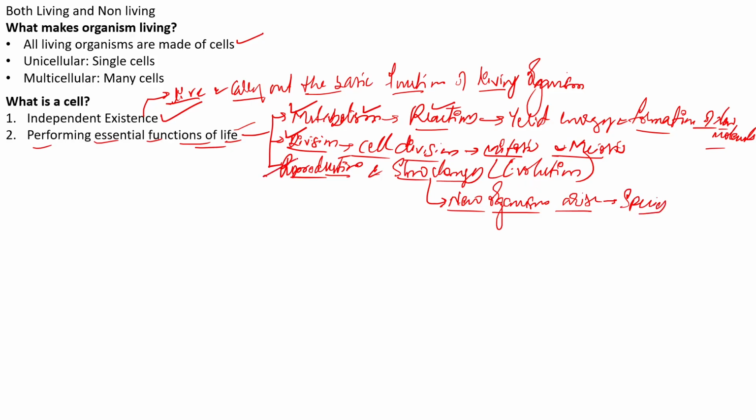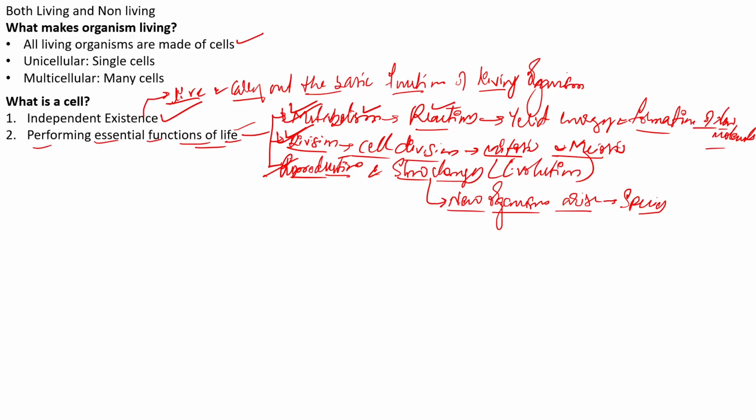So reproduction is an essential function of life. Division is also an essential function of life. Metabolism we also call an essential function of life. I hope we have made it quite clear on what basis we call something a cell.